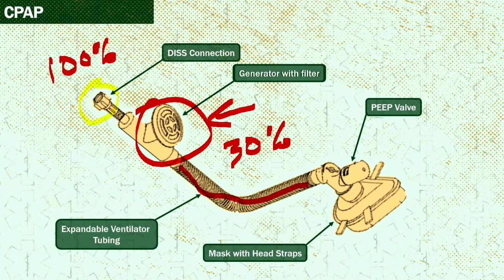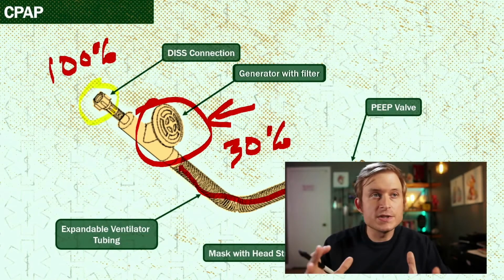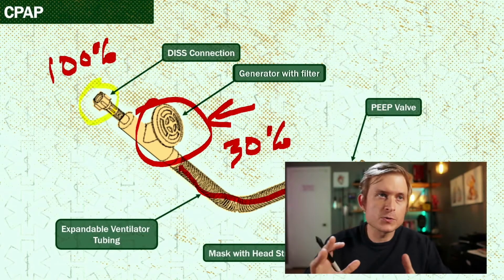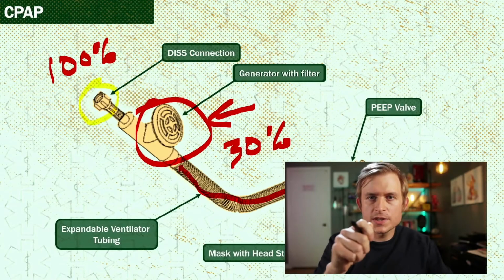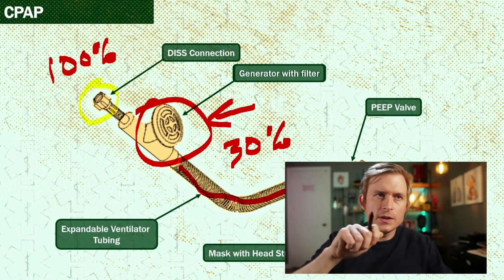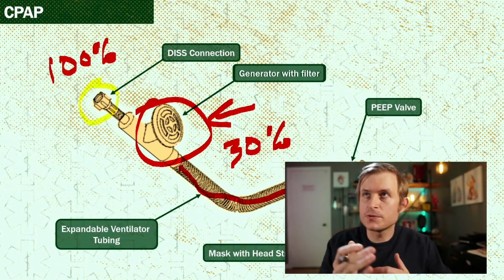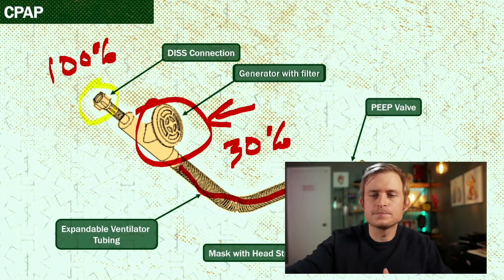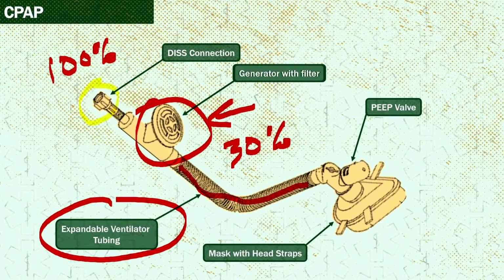But that's okay. Multiple studies have shown that an FiO2 of 30% for someone who needs CPAP is the most beneficial setting. On certain CPAP devices, you can actually adjust the FiO2 level between 30, 60, and 90%. But for this particular one, it's fixed at 30%. Attaching the generator to the mask is the expandable ventilator tubing, and this will simply pull out. It's collapsible, and you'll see what I mean here in the video.